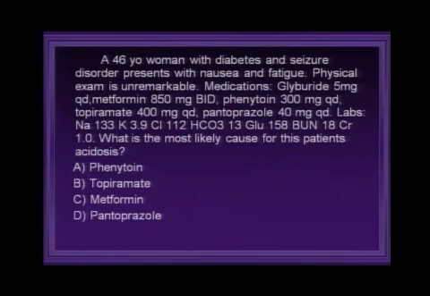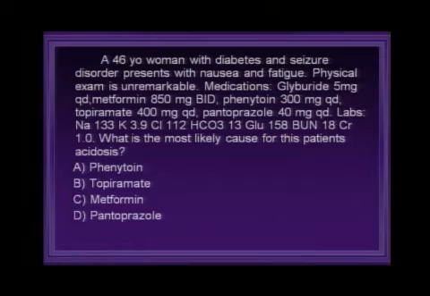Okay, I'm going to finish up with a couple of drug side effects that are good to know. A 46-year-old woman with diabetes and seizure disorder presents with nausea and fatigue. Physical exam is unremarkable. Medications: glyburide 5 milligrams a day, metformin 850 milligrams twice a day, Dilantin 300 milligrams a day, topiramate 400 milligrams a day, pantoprazole 40 a day. Sodium is 133, potassium is 3.9, chloride is 112, bicarb is 13, glucose 158, BUN 18, creatinine 1. What is the most likely cause of her acidosis?